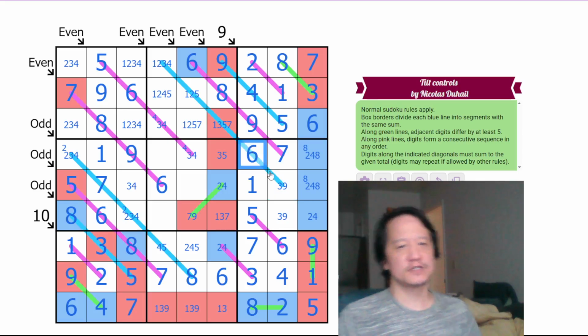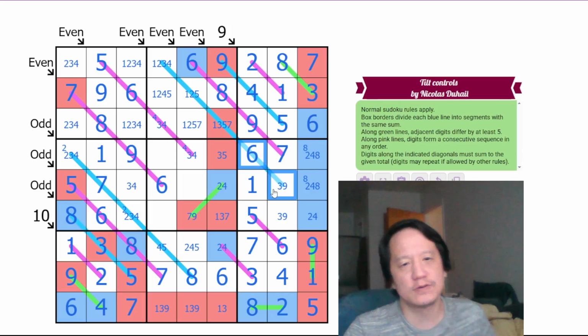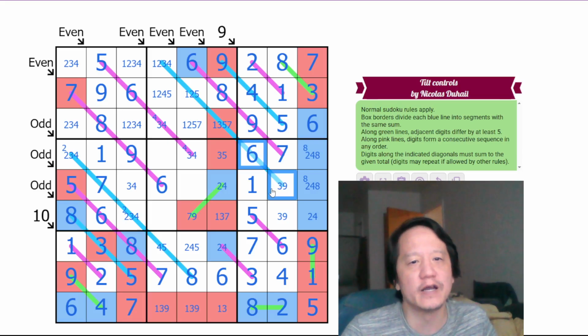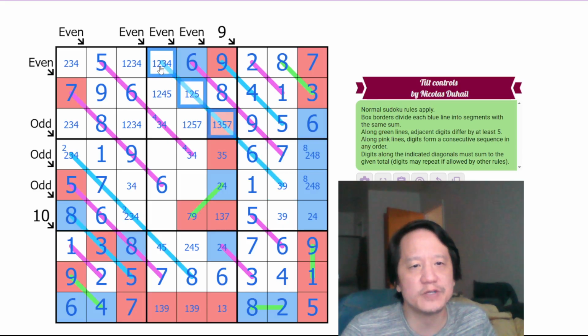If this is 6 and 3 added together, that's 9. So how would you add up to 9 here? 1, 3, and 5, or 2, 3, and 4?